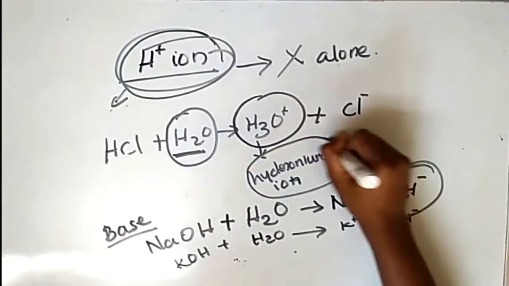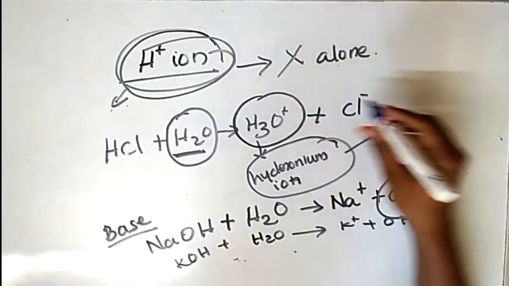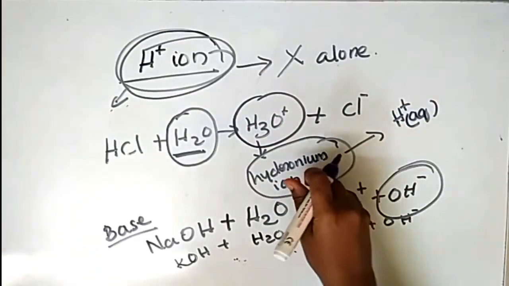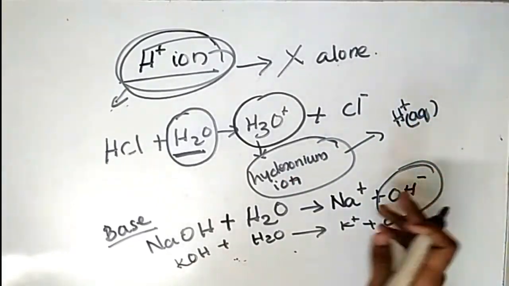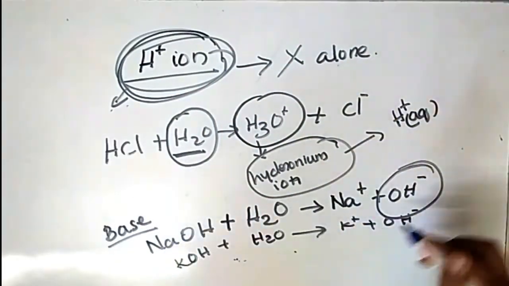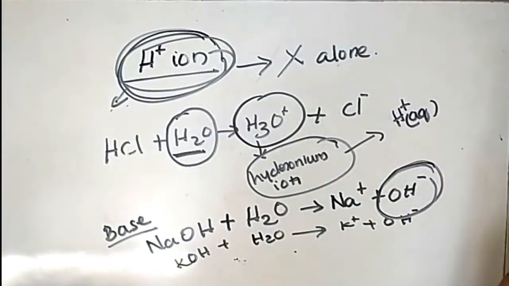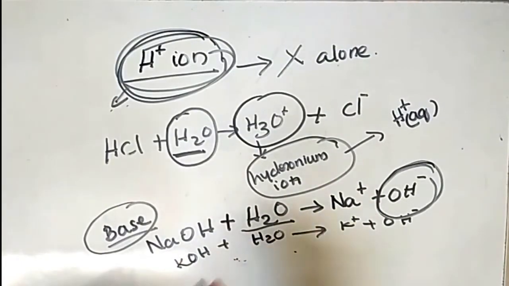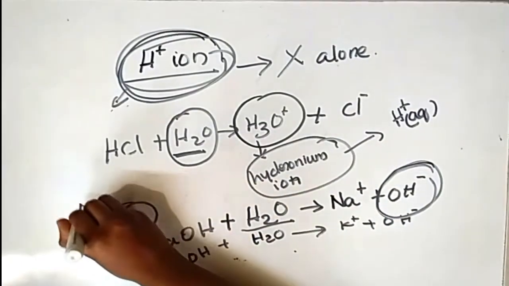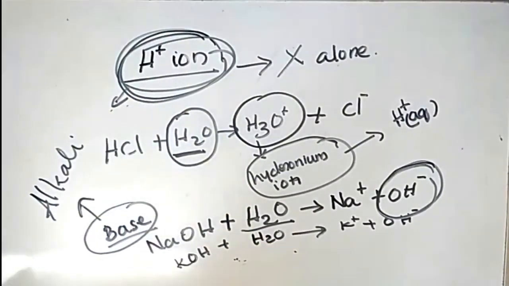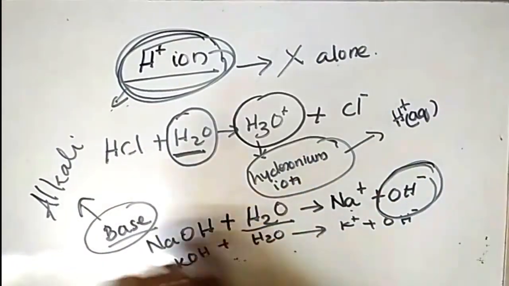This hydronium ion, H3O plus, can be written as H plus aqueous. So we can also write the hydronium ion as H plus aqueous. Okay. So all acids give H plus ions in aqueous solution and all bases give OH minus ions in water or aqueous solution. Note that all bases do not dissolve in water, but the bases that dissolve in water are called alkali.